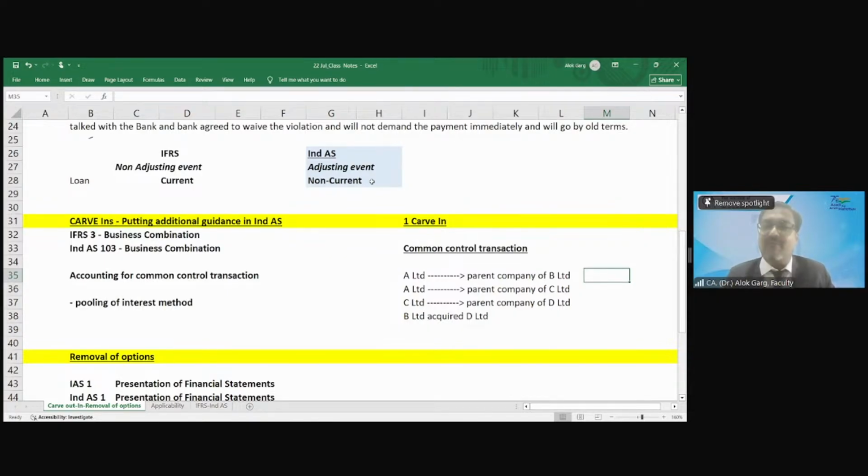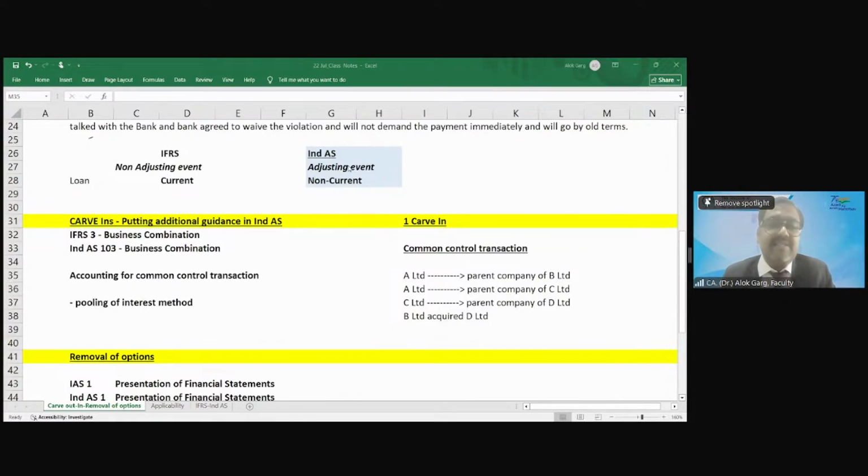So friends, what additional guidance have we inserted? We have inserted an additional guidance, and we have said that in case of a common control acquisition, we will apply the book value method. We will apply the pooling of interest method, right?